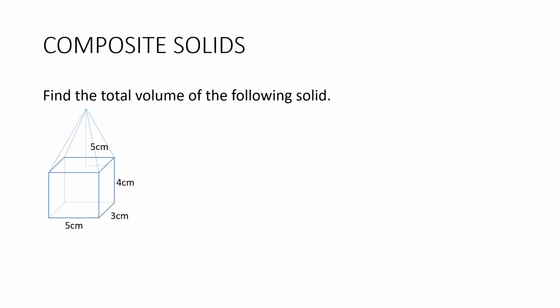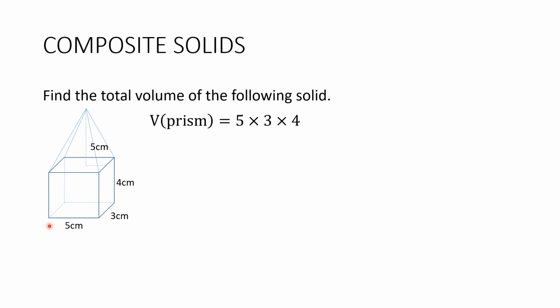Here's another one. Now remember, as well as subtracting volumes to work out the volume of a composite solid, we can also add volumes together. Like this example, we want to find the volume of this rectangular prism and add it to the volume of this rectangular pyramid on top. Let's start with the prism.